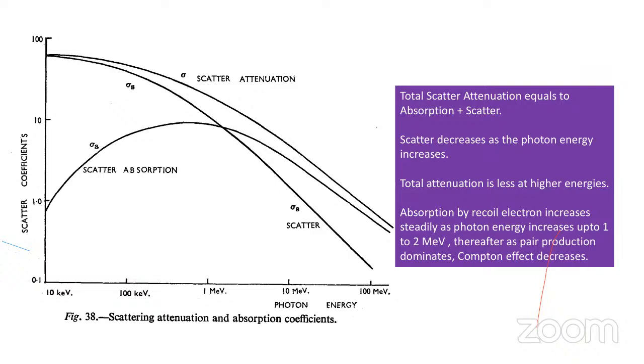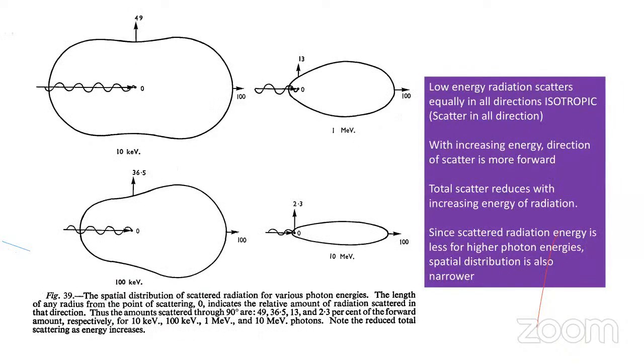The total attenuation, again, is less at higher energy, and that depends upon the percentage depth dose. In the next part, it will show how the percentage depth dose decreases. And the absorption by the recoil electron increases steadily as photon energy increases up to 1 to 2 MeV. It does not go beyond that, because after that pair production comes into play and the Compton effect decreases. If you go back and see what was shown in these graphs, it will become amply clear why it is happening.